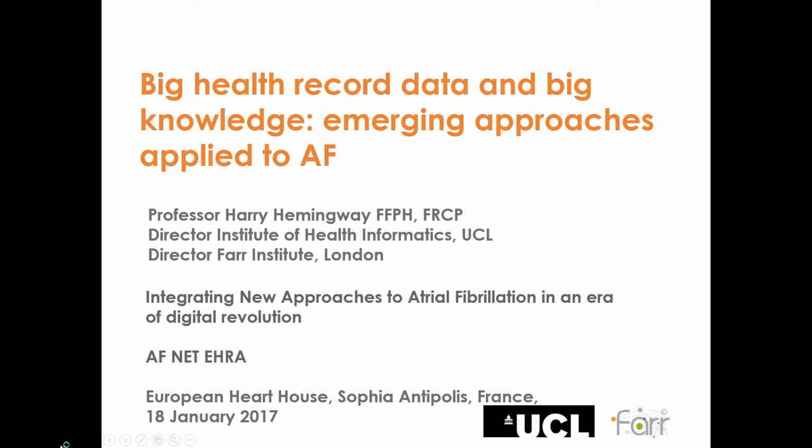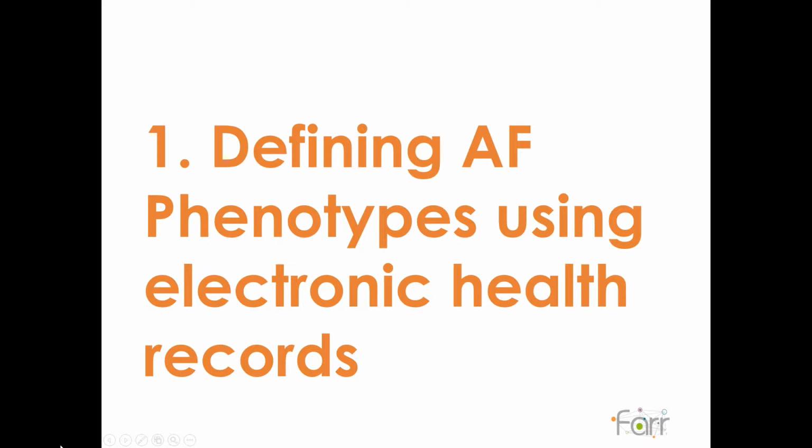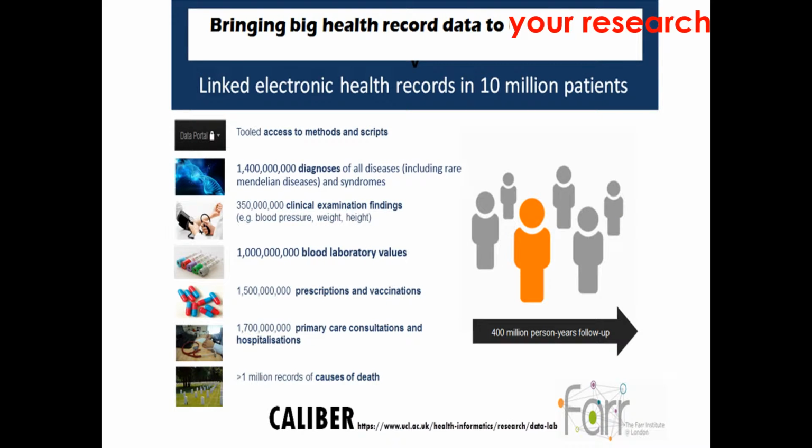Points in this presentation. The first is, given the wealth of data that is out there in the wild, how would we go about defining a phenotype of atrial fibrillation? Because these data are big. So in a 10 or 15 million population-based cohort, this is the number of diagnoses, billions, lab values, prescribed drugs, diseases, and deaths. And the most important word on that slide is that there are methods and tools and scripts for you today to access these data.